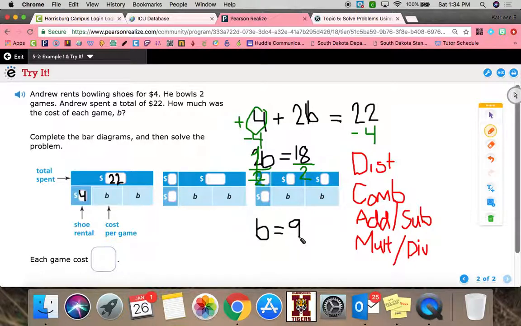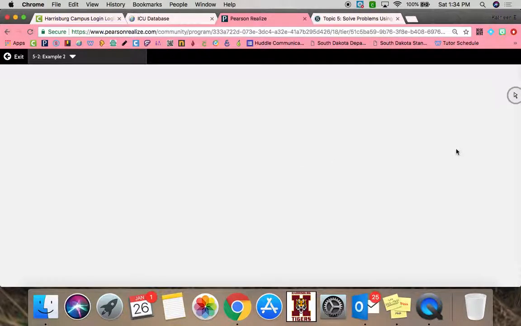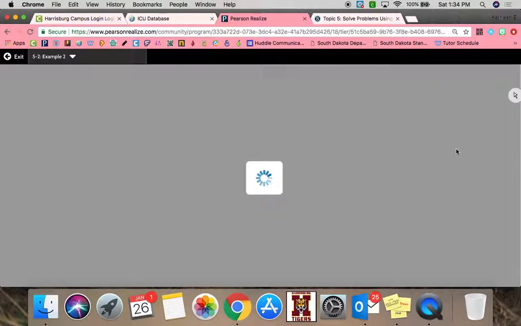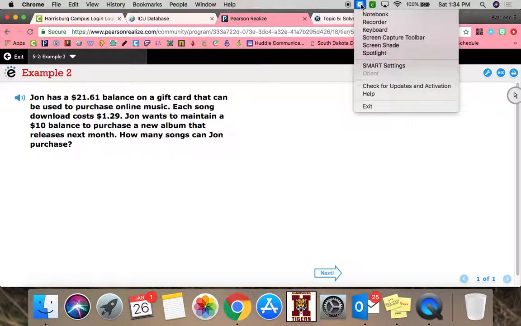All right? So that's how we solve equations. We're solving for b. We're trying to find a variable. So let's switch to example 2. Good thing about having to do it this way is that it erases my screen when I switch, so I don't have to worry about erasing it. Let's just try one more time, see if it's going to work.